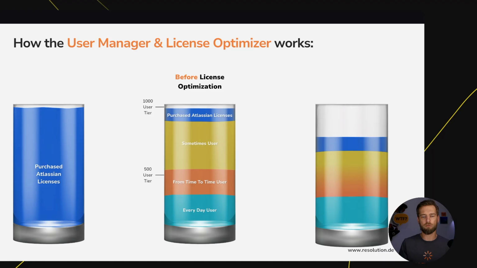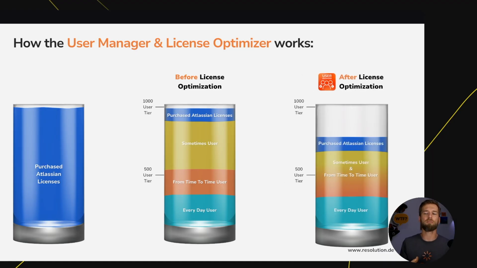What we want to achieve here is that the sometimes users and from-time-to-time users are minimized or deactivated when they are not using the app. So the effects will be the following. On an annual plan, this can, for example, help you to avoid the next user tier upgrade. But it can also help you, when you do it continuously, to minimize your next renewal.